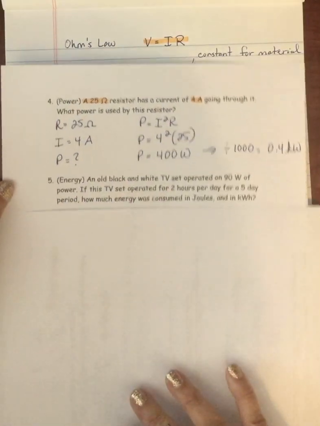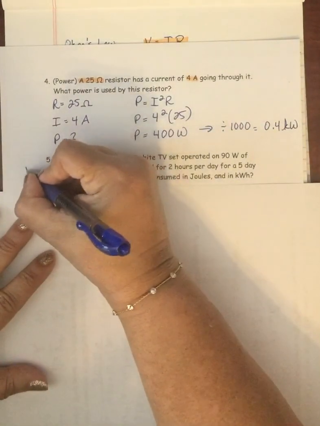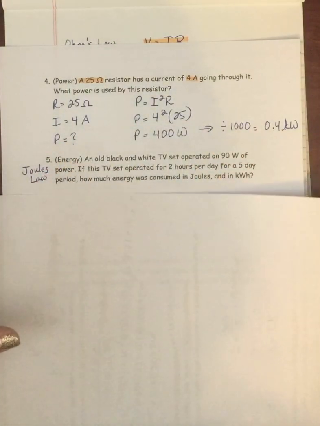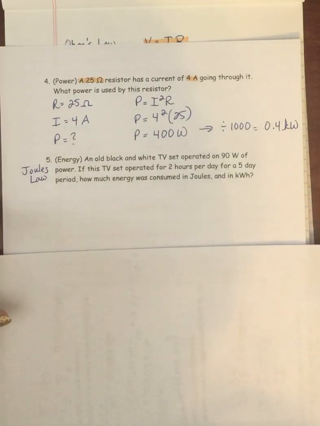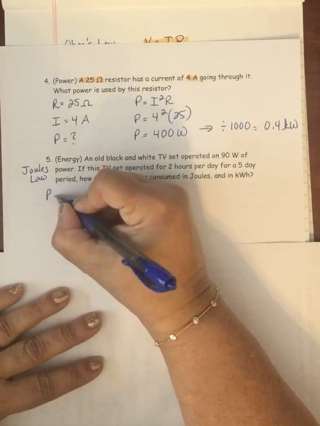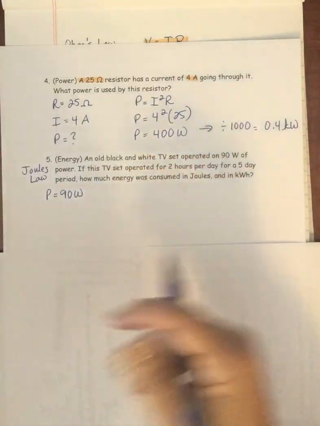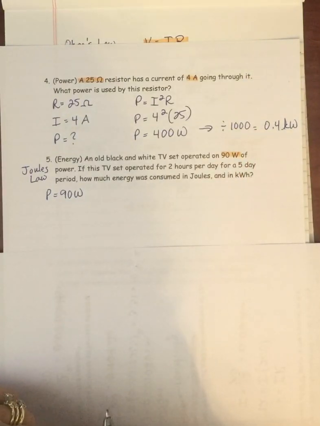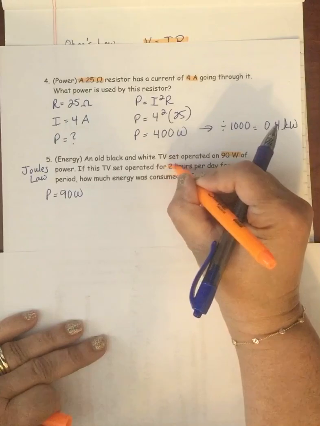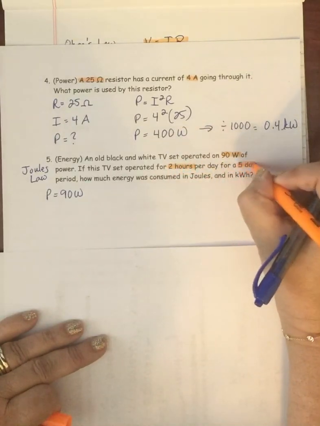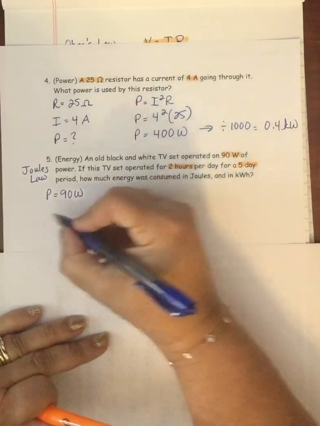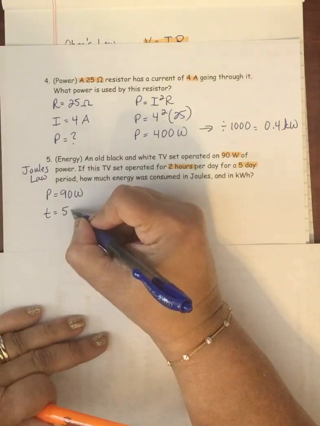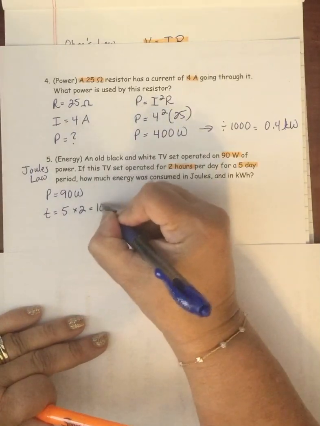This is an example of Joule's law because you're being asked to find energy. So it says an old black and white TV set operated on 90 watts of power. So power is given to you. The power is 90 watts. If this TV set operated for 2 hours per day, for a 5-day period, so in other words, my total time is going to be 5 days times 2 hours per day, so 10 hours.